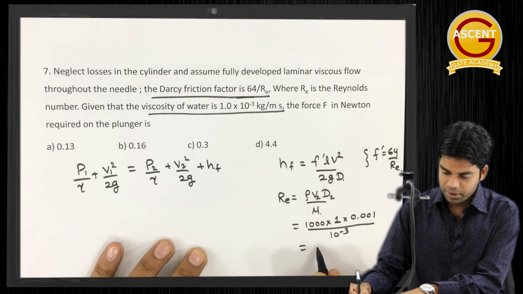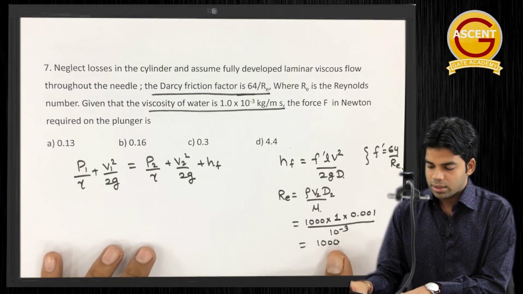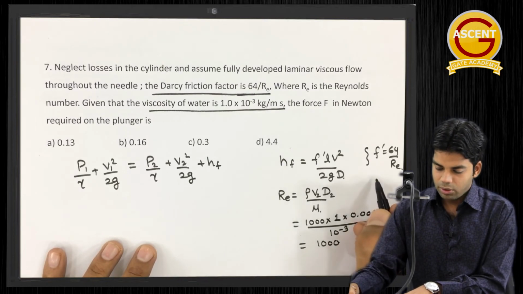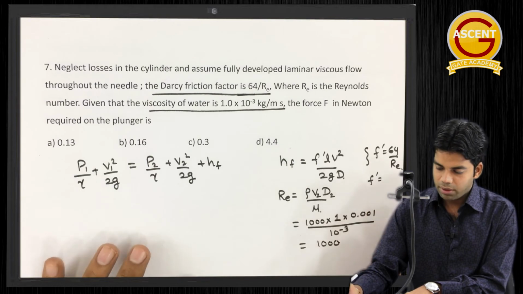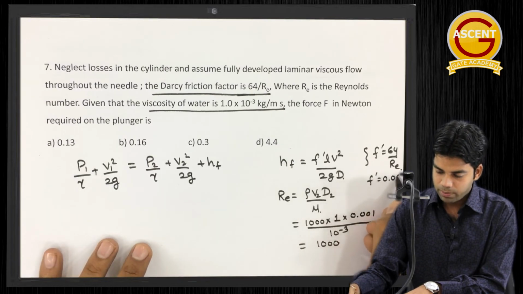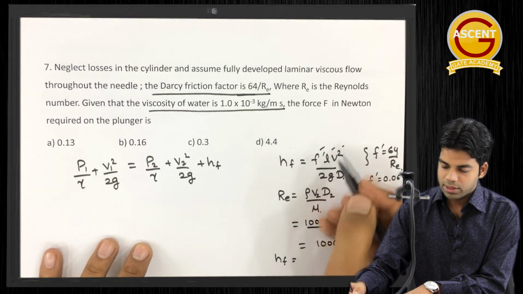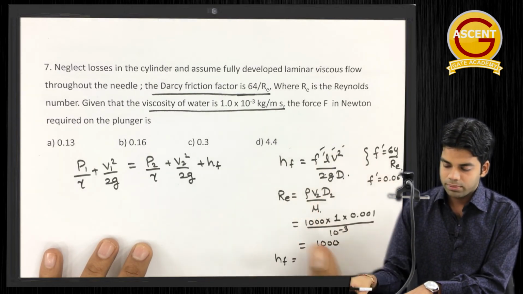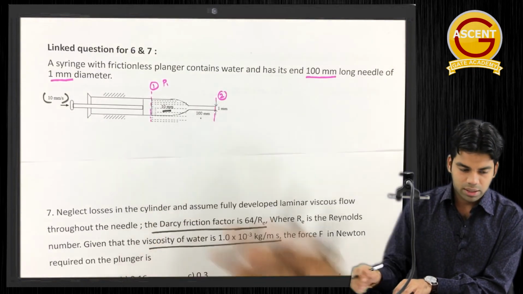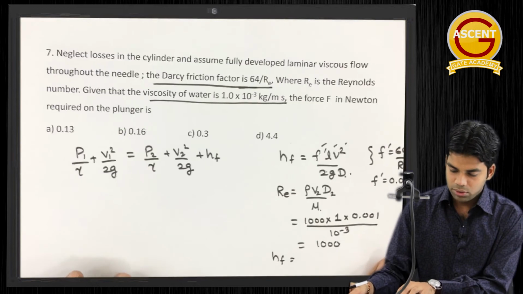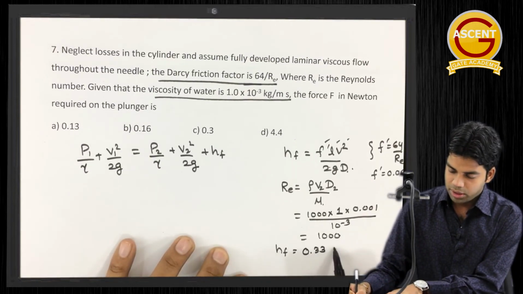So this Re will be equal to 1000. Now the value of Re is 1000, we can determine the value of F dash. So F dash will be equal to 64 by 1000, which is 0.064. And HF, just put all the values: F dash L V square by 2G into D. L is the length of this section, which is 100 mm. Just put all the values. So this HF will be equal to 0.33 meter of water column.